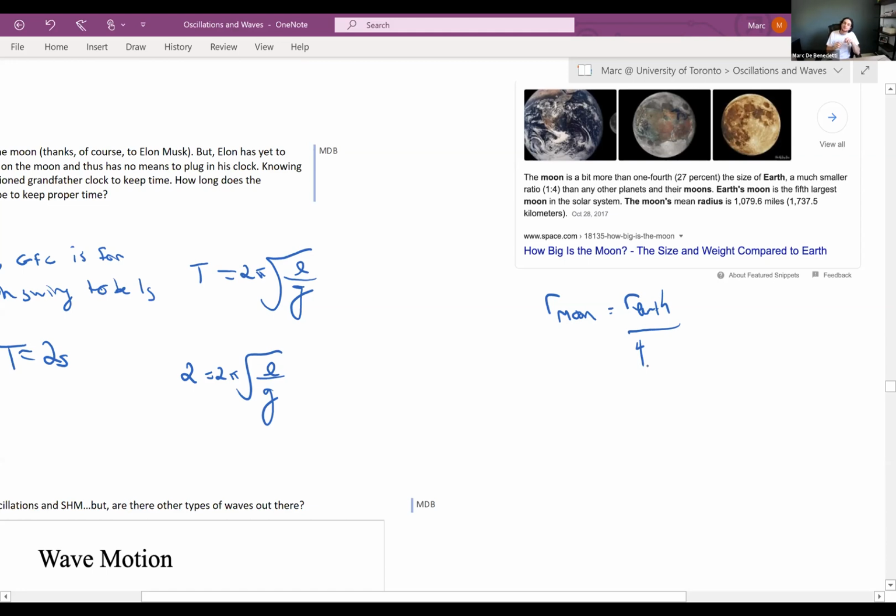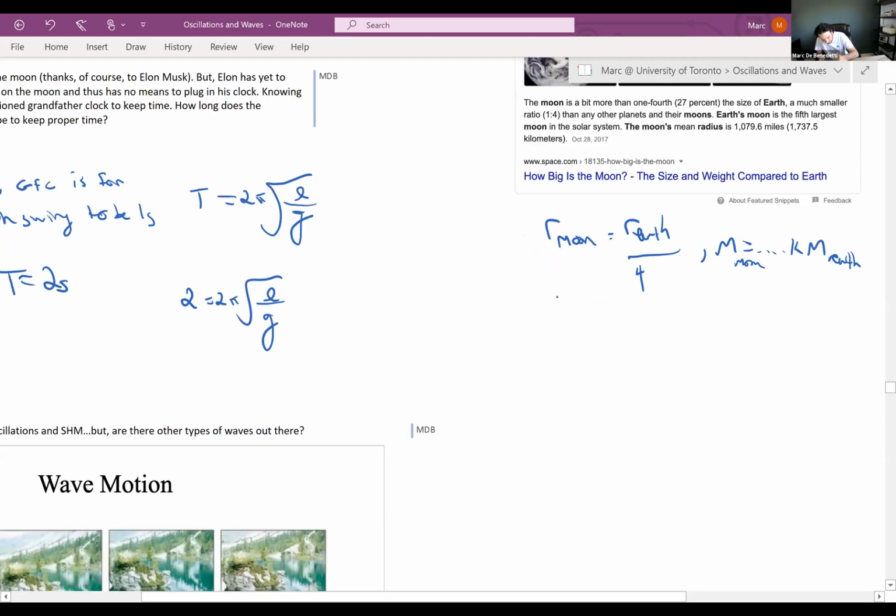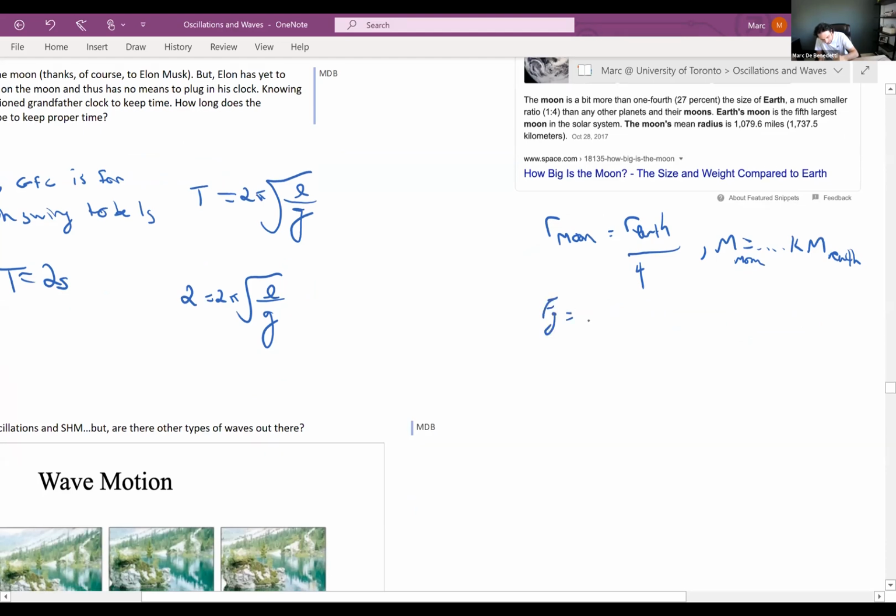So with this, you also need the mass of the moon as well. I forgot to Google the mass of the moon. That was my bad. But you can get a relationship between the mass of the moon and the mass of the Earth as well. It's going to be some fraction times the mass of the Earth. Now, it turns out when you do that, you can calculate the force of gravity equals mass times g, mass of the moon over radius of the moon squared.